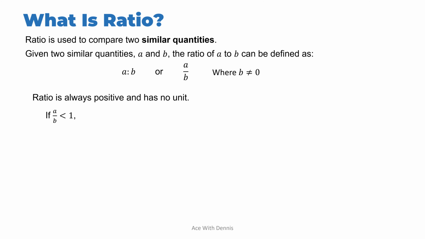If A over B is less than 1, it means A is smaller than B. If A over B equals 1, it means A equals B. If A over B is greater than 1, it means A is greater than B.